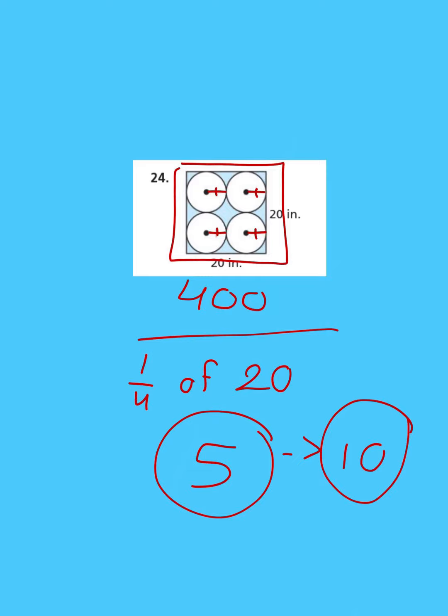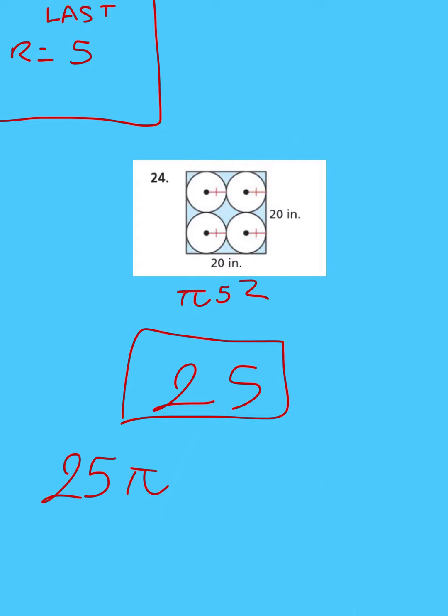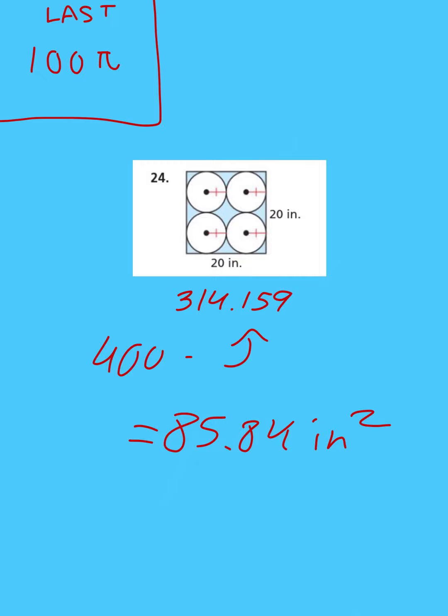To find the area of the circles, use the formula pi r squared, and replace r with the radius, which is 5, and then square it. This would end up to be 25, and therefore each circle's area would be 25 pi. All 4 of them would be 100 pi, which simplifies to 314.159. And after subtracting this from 400, which is the total area, the result would be 85.84 inches squared.